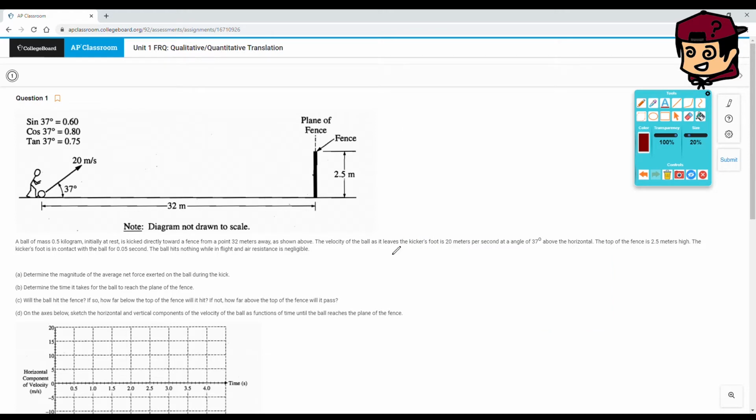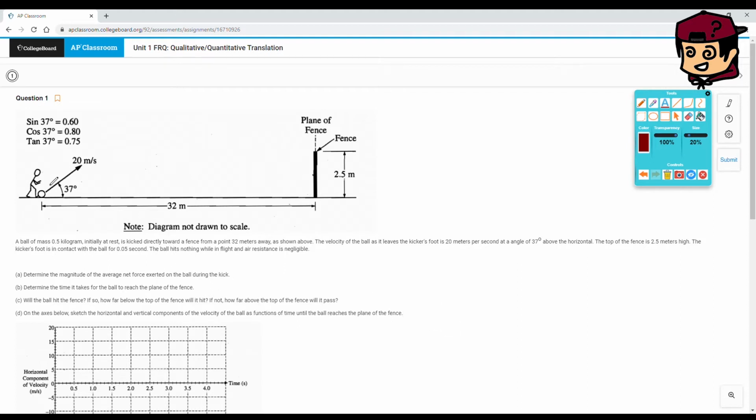The velocity of the ball as it leaves the kicker's foot is 20 meters per second at an angle 37 degrees above the horizontal. The top of the fence is 2.5 meters high. The kicker's foot is in contact with the ball for 0.05 seconds. The ball hits nothing while in flight and air resistance is negligible.